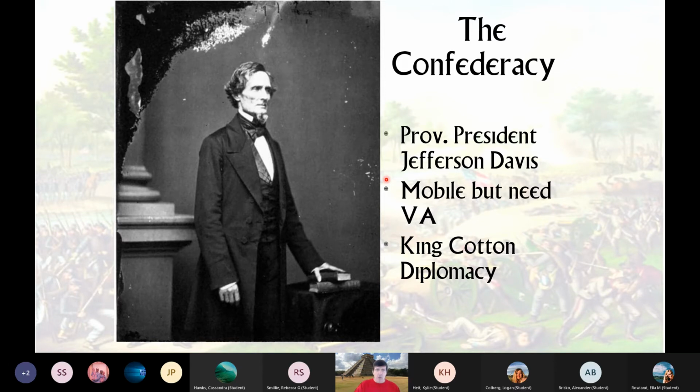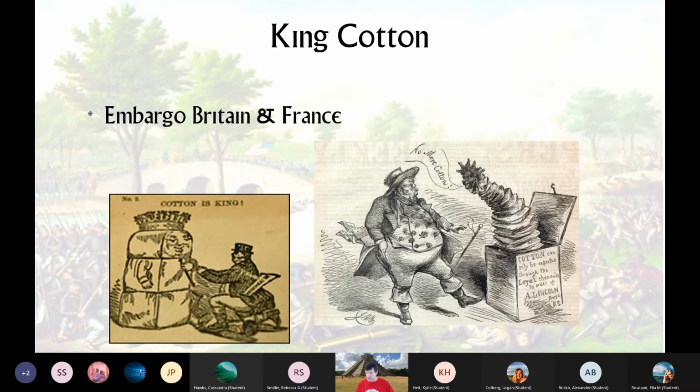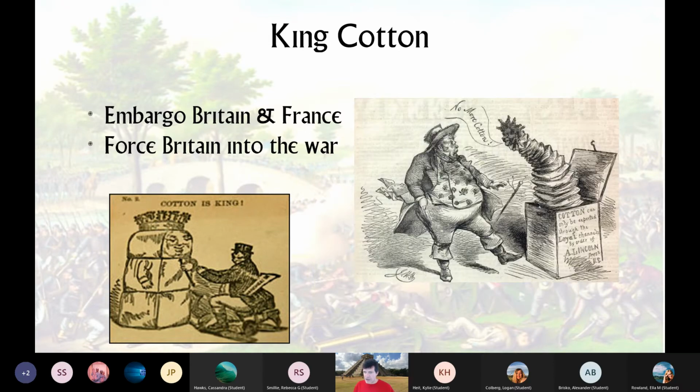King Cotton diplomacy was his idea that cotton was king, and Britain and France, but especially Britain, desperately needed it for its textile mills. So they're going to embargo cotton from Britain and France, deprive Britain and France of cotton, and then this is what you have to get. Hopefully force, and I'll type this in because it's so weird. And force Britain into the war.